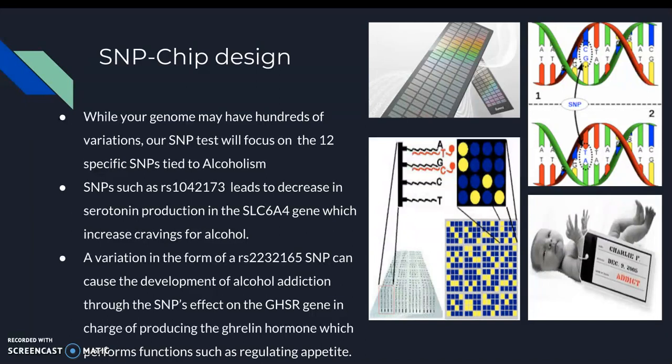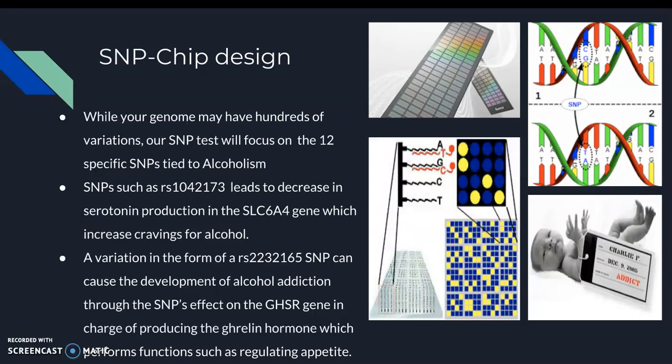The RS1042173 variation affects the SLC6A4 gene by lowering the production of the mood neurotransmitter serotonin in the brain, which results in a higher craving for alcohol. Similarly, the RS2232165 variation increases the risk of developing alcoholism if one has abnormal genotypes CT or TT.